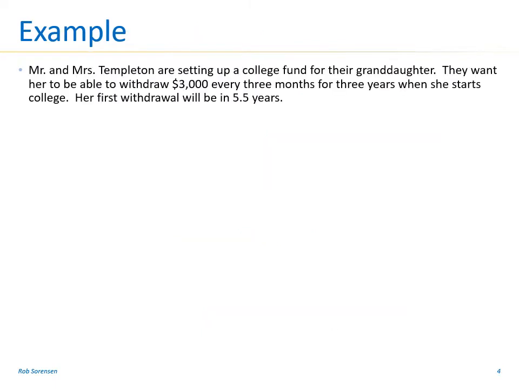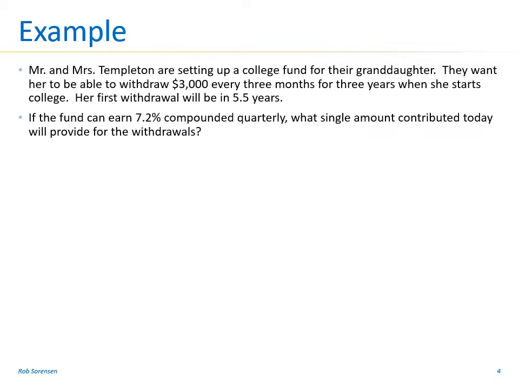All right, let's have a look at an example here. We have a couple wanting to set up a college fund for their granddaughter. They want her to be able to take out $3,000 every quarter while she's in college. Her first withdrawal is going to be in 5.5 years, and the fund can earn 7.2%. How much should they put aside today to make it all work? I'm going to draw a little timeline here. On my timeline, I'm going to put in 5.5 years. That means the next payment would be 5.75 years onwards until we get to the end. So there's a payment of 3,000, another payment of 3,000, all the way out to the end.